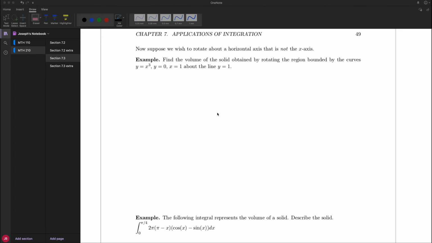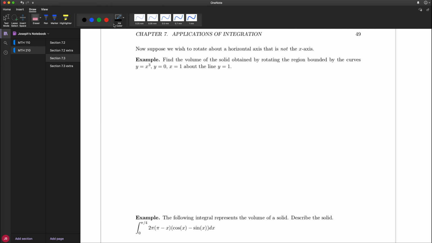Welcome back. We are now on page 49 of the notes. This is the final page of section 7.3 in the notes. However, in the next video we're going to be doing some extra problems still related to these, so you'll have a little bit more practice. But for right now, let's rotate about a horizontal axis which is not the x-axis.